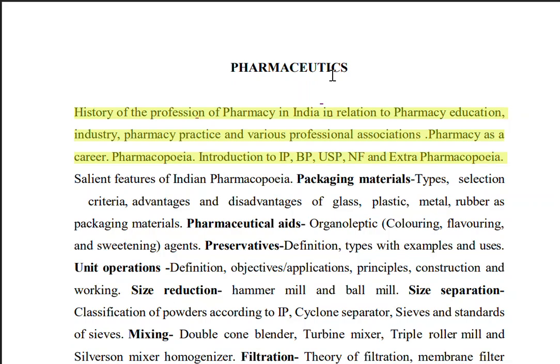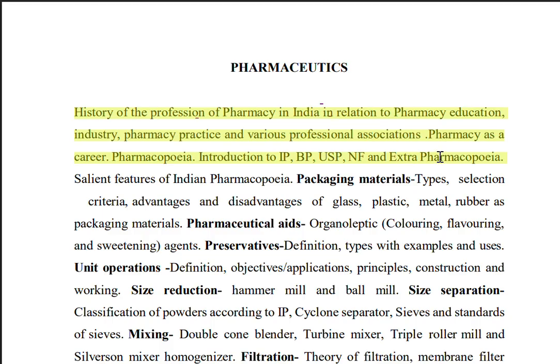So today we are going to see the MRB Pharmacist syllabus breakdown. In this syllabus breakdown, the first topic is pharmaceutics. The most important priority is given to the history of pharmacy profession in India. It includes pharmacy education regulations and the Drugs and Cosmetics Act, and also IP, BP, USP, National Formulary and extra pharmacopoeia.